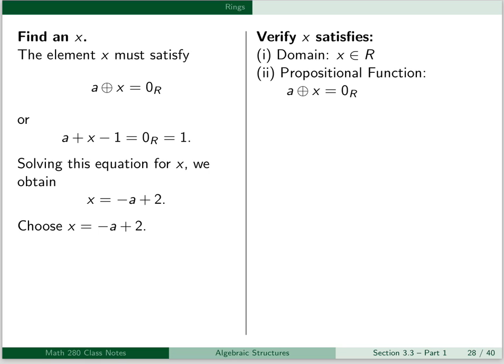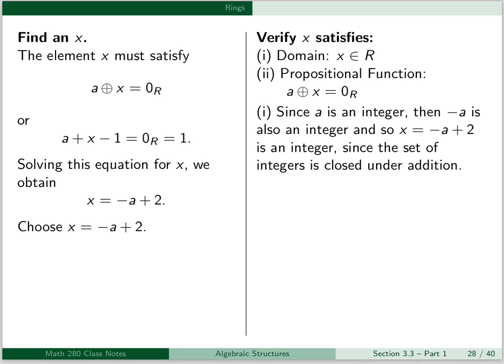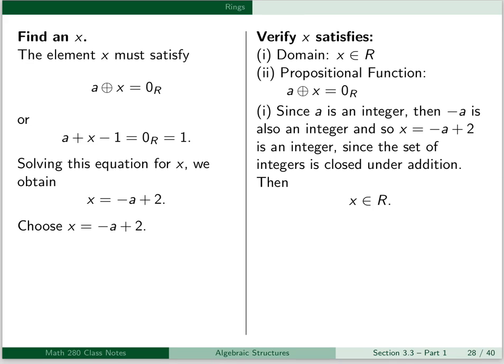So we've now found our x. We're ready to move over into the right-hand column. And to show that x is in R, we can say, well, since a is an integer, then minus a is also an integer. And so x equals minus a plus 2 is an integer, since the set of integers is closed under addition. Then x is in R.